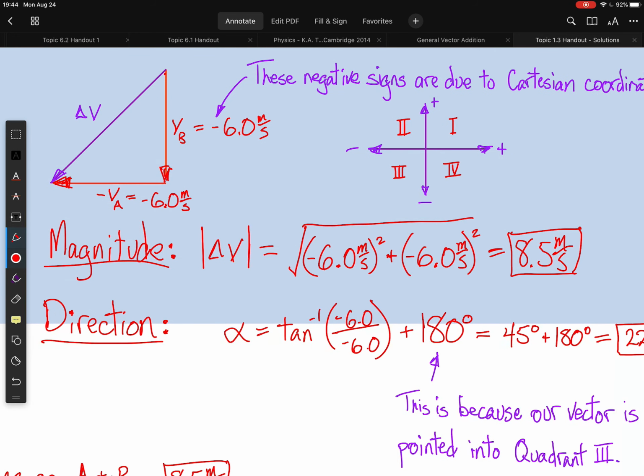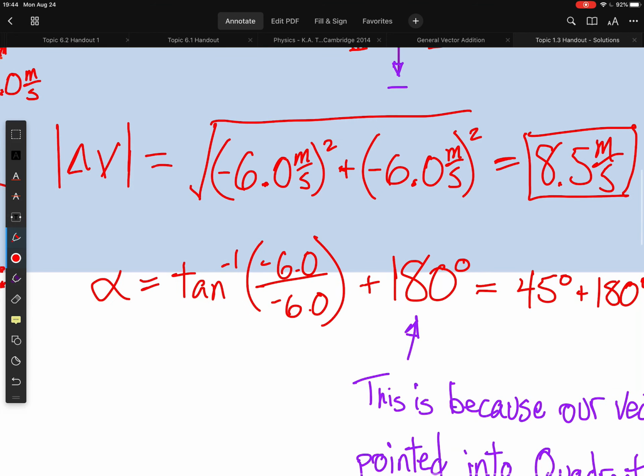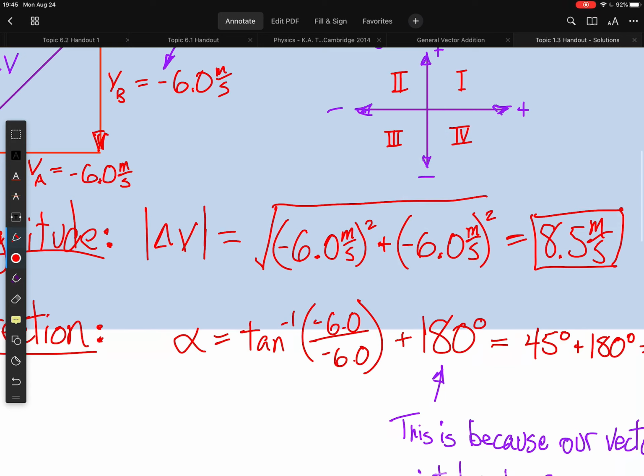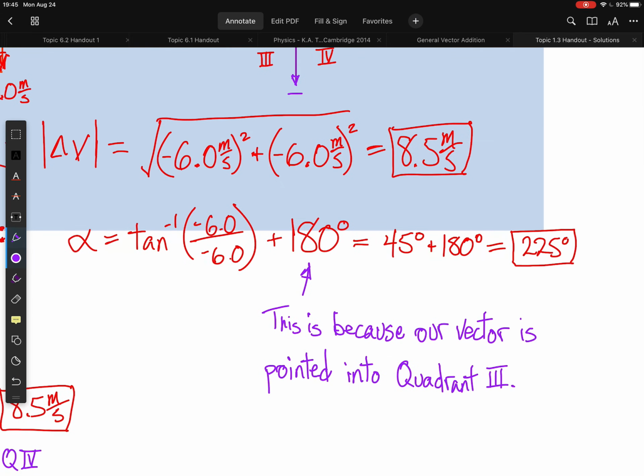We then look at direction, and this is where things get slightly trickier. I have to add 180 degrees to my arctangent value. The reason for this is that if I just plug this into my calculator, my negative symbols cancel each other out, and instead of ending up in quadrant 3, which is where I want to be, I will end up in quadrant 1. And that is not where I want to be for this particular vector. So in order to get my vector in the right quadrant, I have to add 180 degrees.